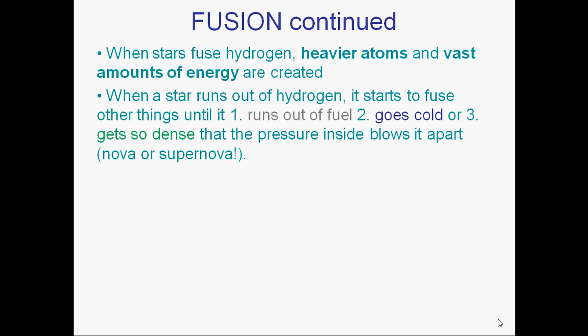Now if we look way down the line, when a star runs out of hydrogen, it'll start to fuse together other things. So instead of fusing together two hydrogens, maybe it'll fuse together a helium and a hydrogen, or a helium and a lithium, or something like that. So we'll keep fusing together our elements over and over until we end up with heavier and heavier elements.